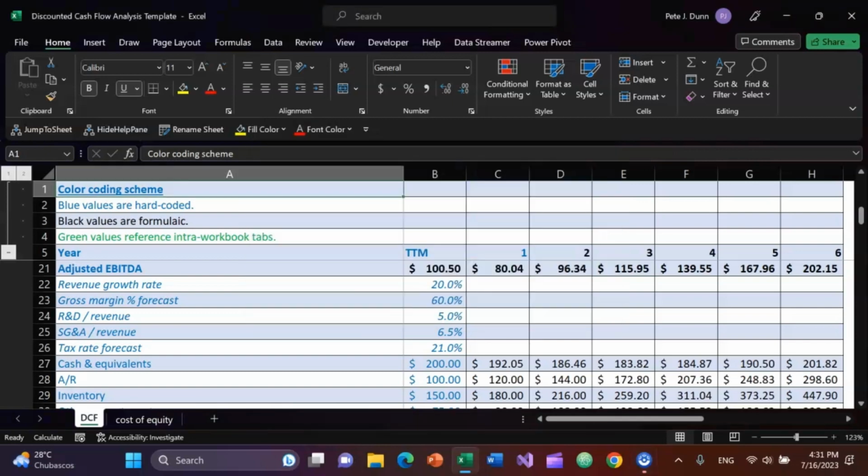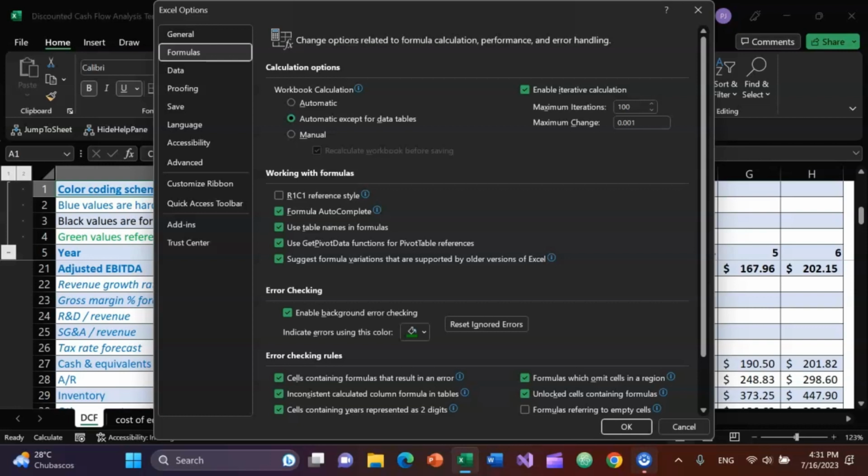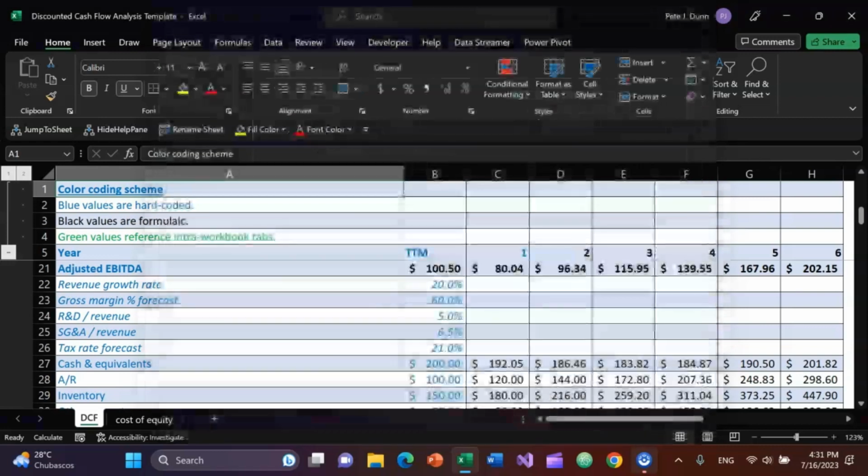To deal with that, I have the option, and I've enabled the iterative calculation in my Excel workbook. That tells Excel to overlook the circularity and just find a stable state. Excel knows that it's an intentional circularity.